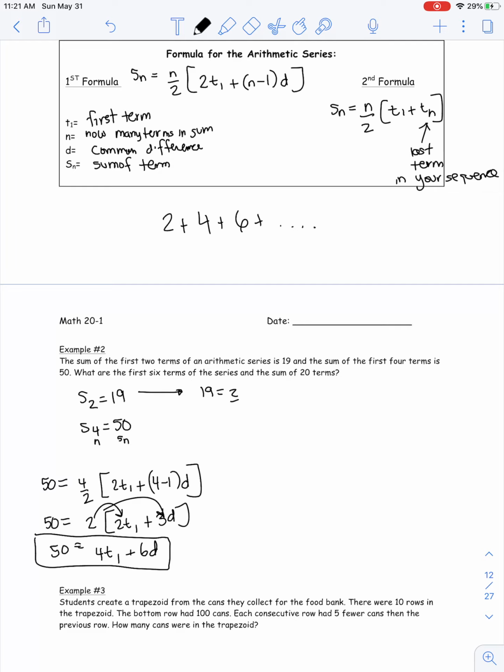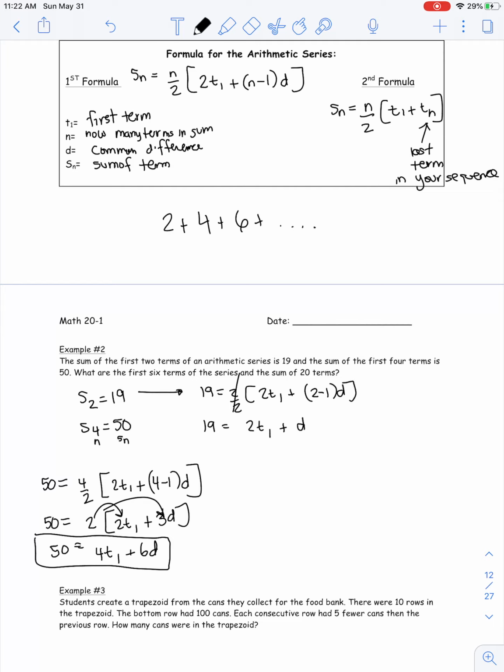So we're going to go 19 equals 2 over 2, 2t1 plus 2 minus 1d. So that's going to equal 1, which we don't have to write. So this is 1. That crosses itself out, leaving us with 2t1 plus 2 minus 1 is 1 times d, which again, we don't have to write a 1 in front as a coefficient.